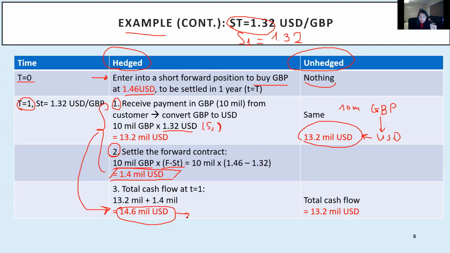Does that make sense? So this is simply just your notional amount, 10 million pounds, times the forward rate of 1.46, okay? So in this case, when the future spot rate is lower than the forward rate, I actually find that if I hedge, I will be better off relative to an unhedged position, okay? So if I hedge, I receive 14.6. If I don't hedge, I receive 13.2, okay?